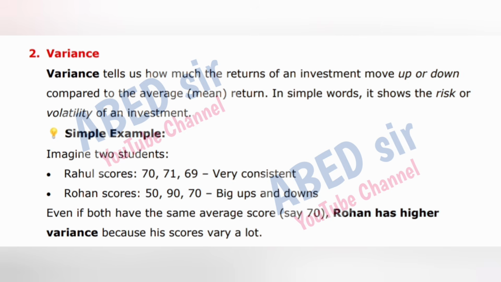Simple example. Imagine two students. Rahul scores 70, 71, 69, very consistent. Rohan scores 50, 90, 70, big ups and downs. Even if both have the same average score, say 70, Rohan has higher variance because his scores vary a lot.